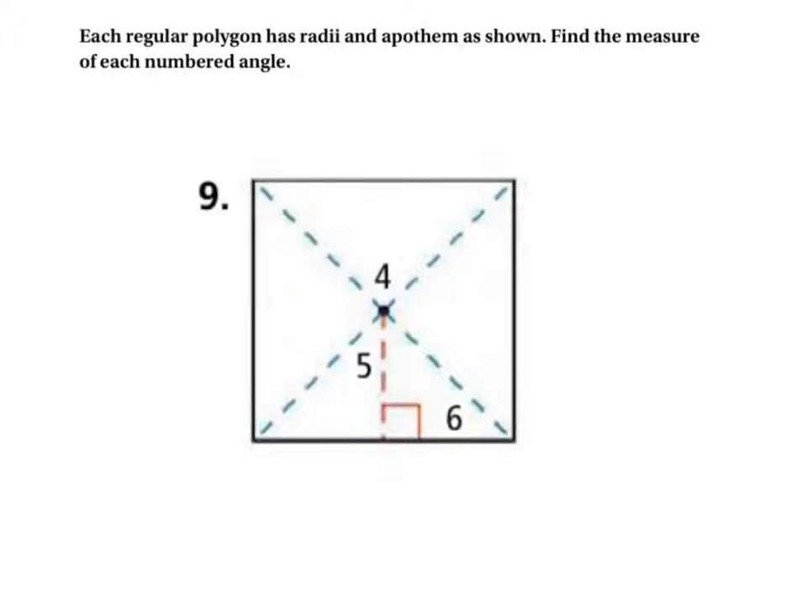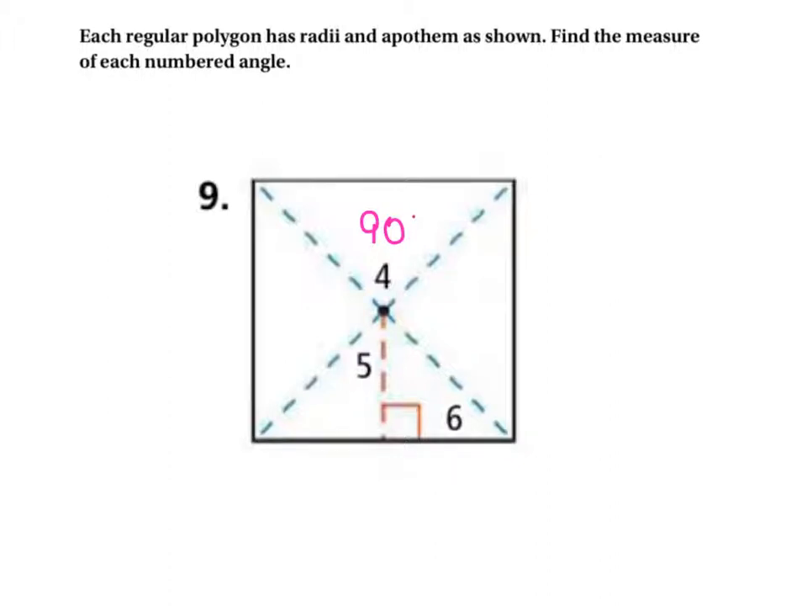So, okay, let's find the angles. Well, angle 4, you can see that if it's a regular polygon, it's splitting this 360-degree rotation up into 4 equal amounts. So if we take 360 divided by 4, we get 90. That means that angle 4 is 90.